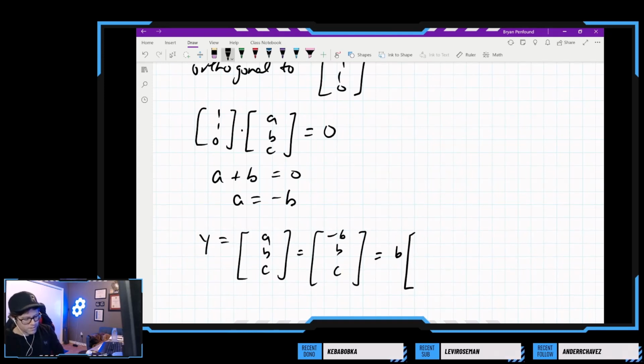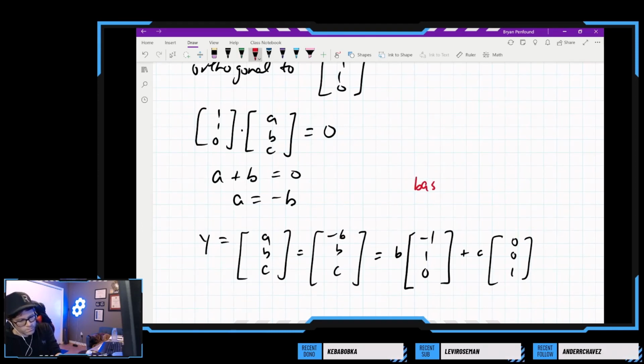That would be basis vectors for that subspace. So negative 1, 1, 0 is our first vector that we need, and then c times 0, 0, 1. So we need these two vectors, negative 1, 1, 0, and 0, 0, 1. These are going to be our basis vectors for the orthogonal complement.